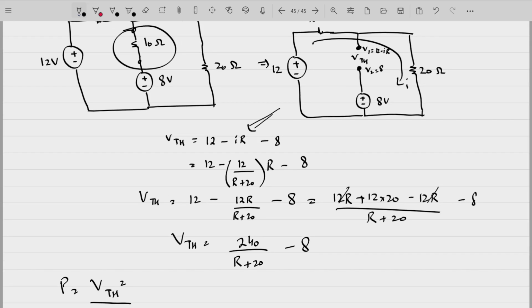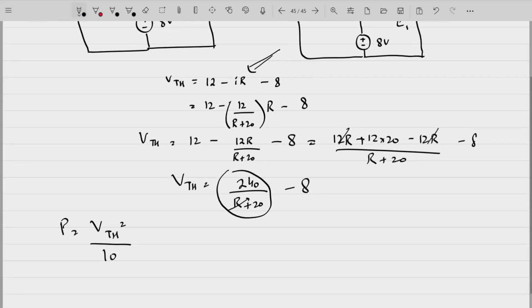If you keep on increasing the value of resistance R, ये वाली term decrease हो जाएगी, so VTH will actually decrease. So if you decrease the value of resistance R, what will happen to this term? This will increase so that VTH will increase. So what is the least value of R you can choose? You can choose R equal to 0. So at that particular point, VTH will be equal to 240 divided by 20 minus 8. So that is 12 minus 8 equal to 4 volts.